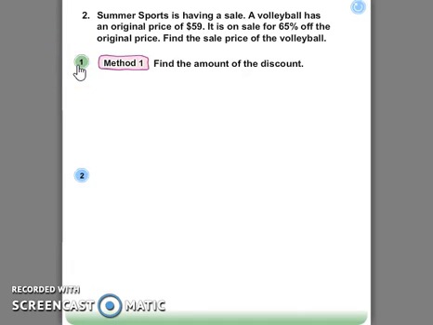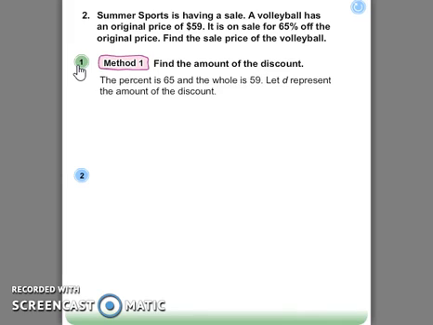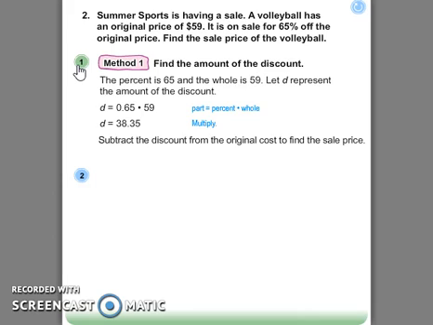Using the first method, you would find the amount of the discount. So if the percent is 65 and the whole is 59, let D represent the amount of the discount, or the part. Turn your percent into a decimal and multiply it by the whole, and you would get $38.35. That is how much the store is going to take off of their selling price. So you would then take that $59, subtract $38.35, and that would give you $20.65, which is what you would have to pay for the volleyball.